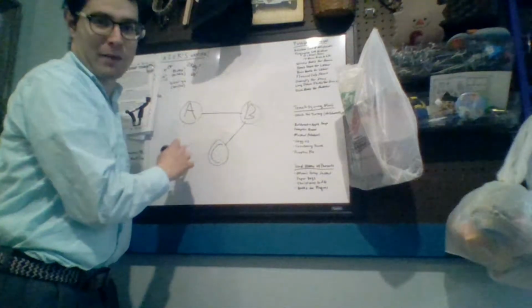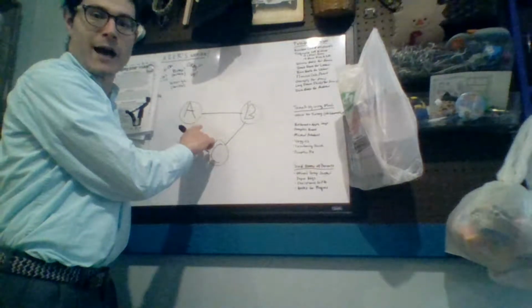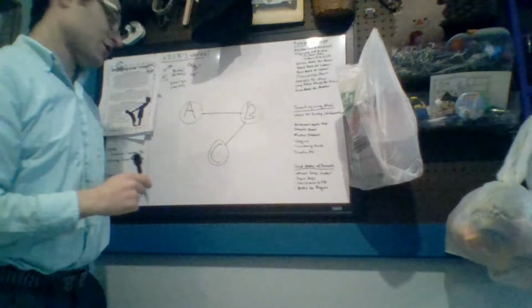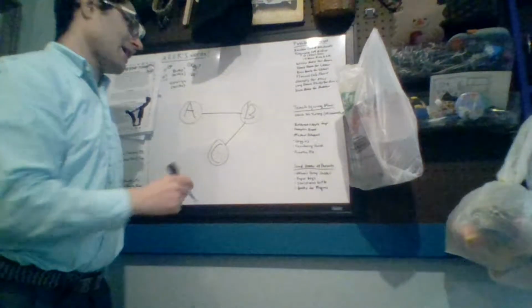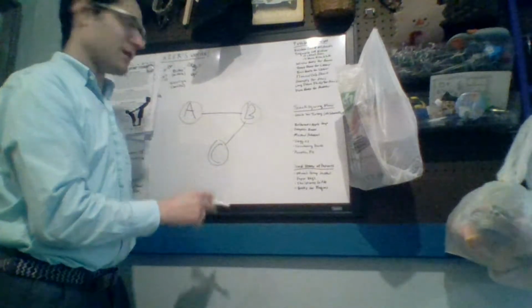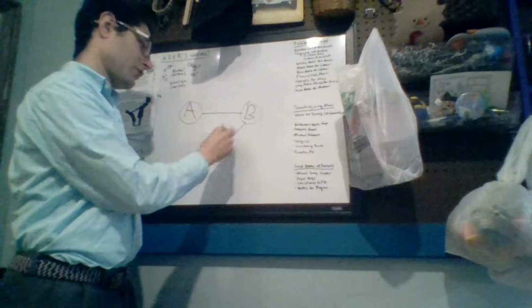Carol is now friends with Ben, okay? But Alice is still not friends with Carol. They don't have that relationship, right? But we can simply say, hey, there's one step of separation between them, which is one of those things that graphs are good at.